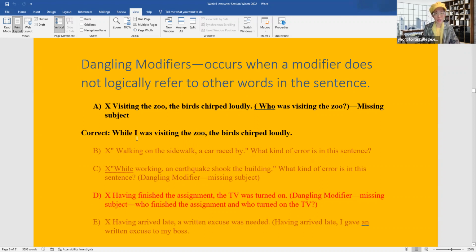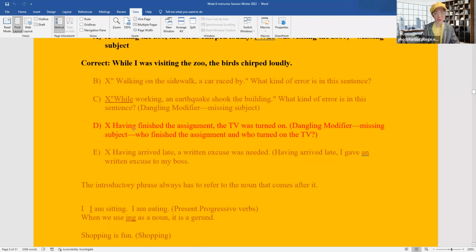So that's known as a dangling modifier error. Here are some more examples of dangling modifiers. Walking on the sidewalk, a car raced by. So your car grew legs and walked on a sidewalk? No. So therefore it should be, while I was walking on the sidewalk, a car raced by. That's the correct sentence. So walking on the sidewalk, a car raced by is a dangling modifier mistake.